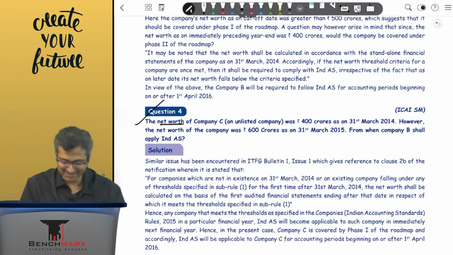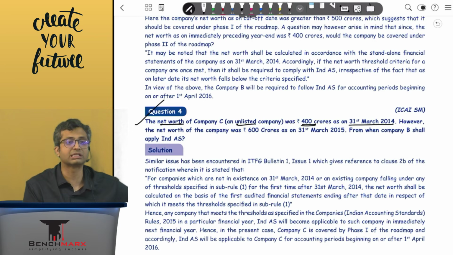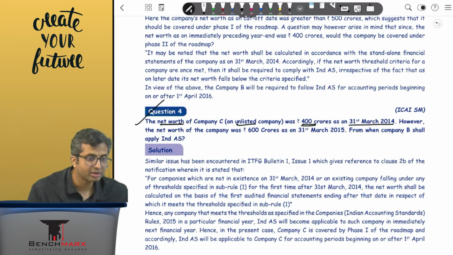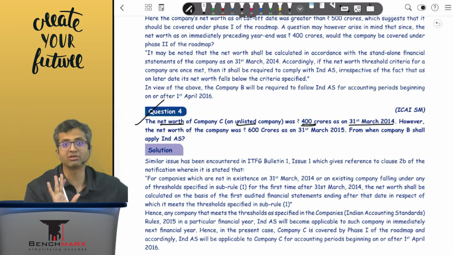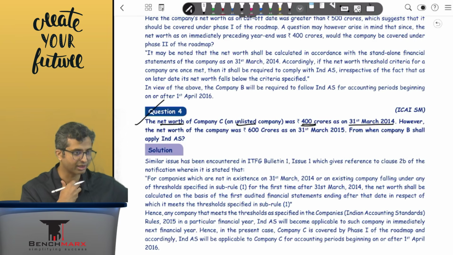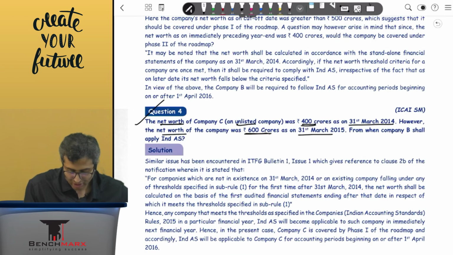So question number 4, last thing. The net worth of company C, which is an unlisted company, was 400 crores on 31st March 14. Let's say question ends here. Will Ind AS become applicable? No बोले तो when will it become applicable? 1718 assuming net worth remains the same. 1617 को नहीं लगे अभी, उस less than 5 but more than 250, तो 1718 में जाके बैठेगा ideally if the question ended here. However, the net worth of the company was 600 crore on 31st March 15.